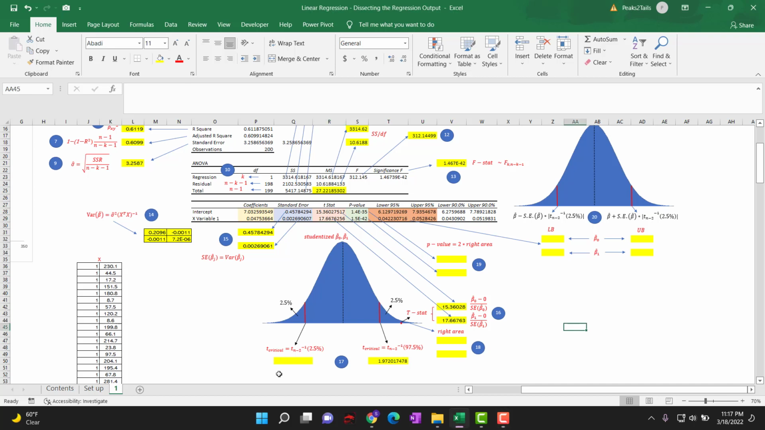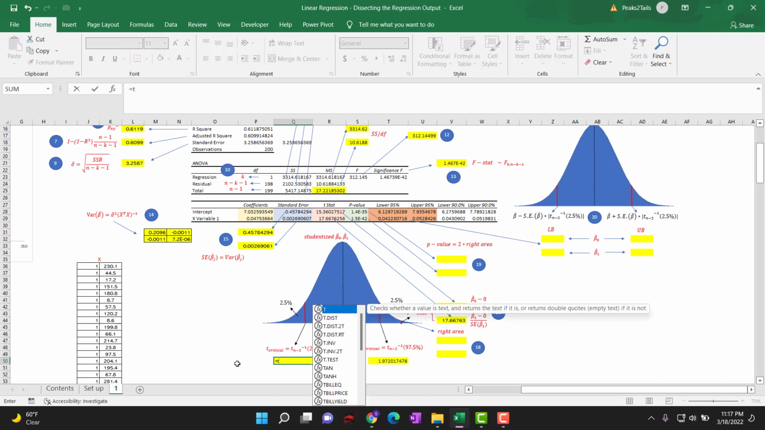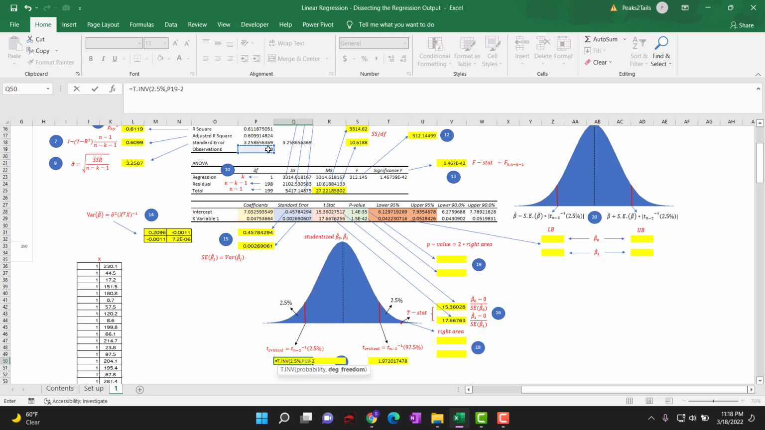Similarly, we can calculate the critical value on the left hand side, and that's given as T inverse. The probability would be the left tail probability, which is 2.5%, comma, degree of freedom is 200 minus 2, minus 1.97, and it is symmetric. T distribution is symmetric around the mean, so that's why we get the same number but with negative sign.